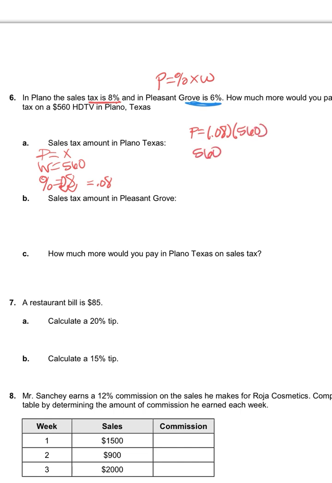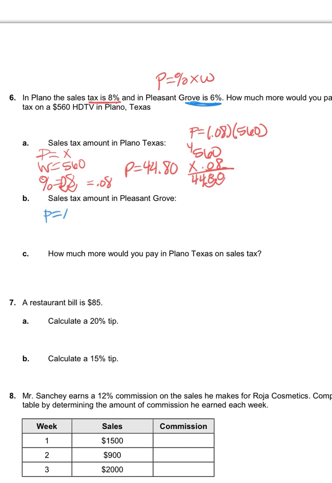So 560 times 0.08. 0 times 8 is 0. 6 times 8 is 48. 5 times 8 is 40 plus 4 more is 44. I have 2 place values, so I'm going to put the decimal there. My tax for Plano is $44.80.